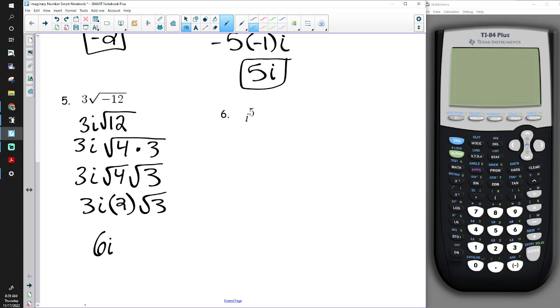The square root of 3 that was at the end, there's nothing I can do with that. It can't be simplified. I can't put it in my calculator because it's a gross decimal. I just bring it along. 6i square root of 3. Okay? Again, the only difference between this problem and what you've learned in the past is at the beginning, we took out the negative from the square root and made it an i.